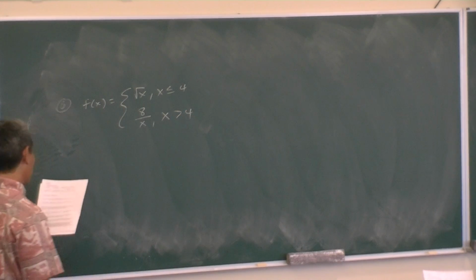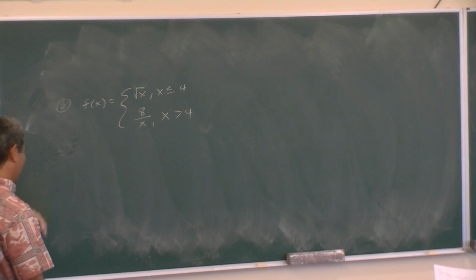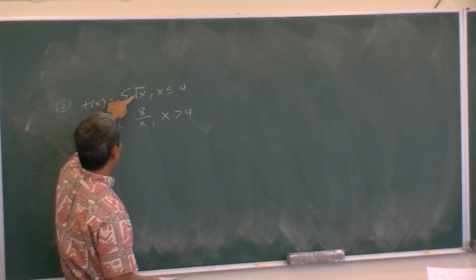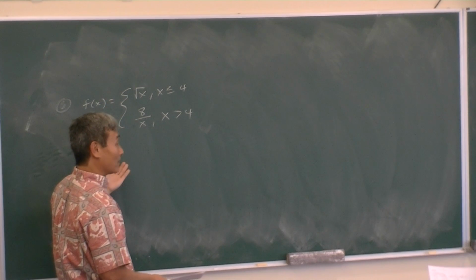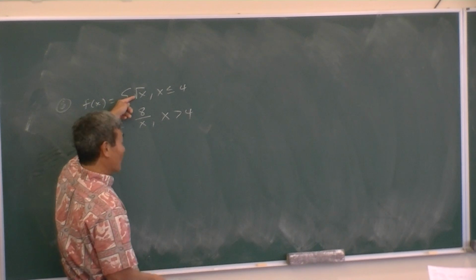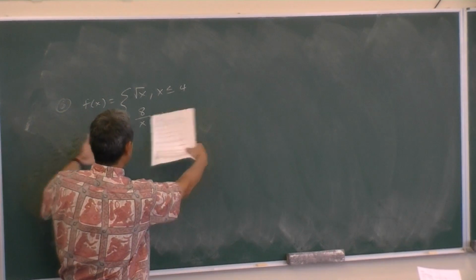Okay, is this function continuous at x equals 4? How can you tell? Just plug it in. If you plug in 4 here and you plug in 4 there, do you get the same number? Yes. You plug in 4 there, you get 2. You plug in 4 here, you get 2. That means the two functions, this is a piecewise function.